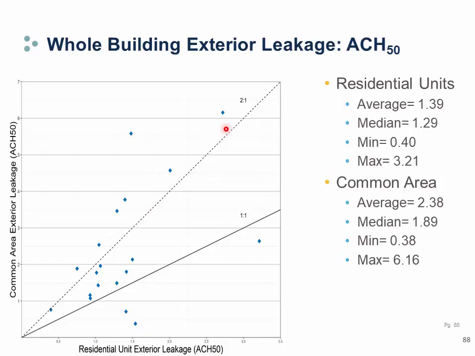This dashed line here is actually a 2-to-1 ratio, so nearly 8 buildings were twice as leaky from the common space versus the unit exterior leakage. So although this means that we're probably seeing good air sealing details within units and therefore good energy performance within the units, the buildings as a whole could use some improvements through air sealing details to the common space.